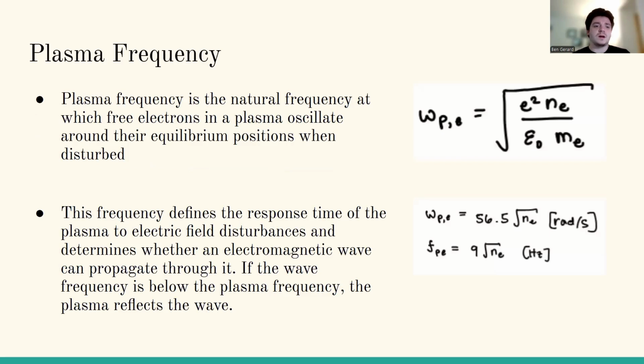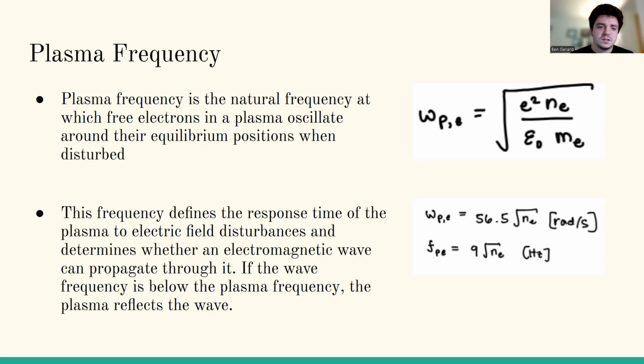So first, as I said, I'm going to talk about plasma frequency. Plasma frequency is the natural frequency at which electrons in a plasma oscillate when disturbed from equilibrium. It is calculated using the equation shown in the slide, which is basically the square root of the charge of an electron squared times the density of electrons divided by the vacuum permittivity and the mass of the electron. As you can see, because the charge of an electron, the mass, and the vacuum permittivity are all constant, this equation can be simplified into the two equations below.